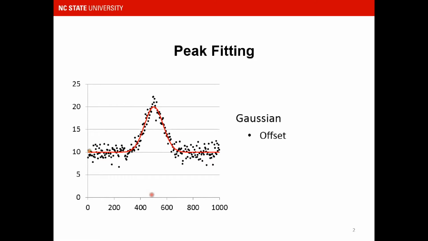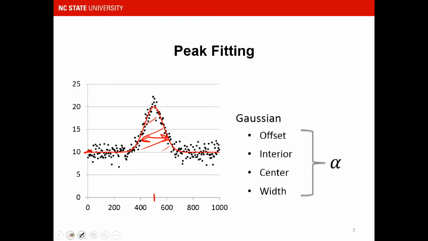The offset is where the curve intersects the y-axis. The interior is the area underneath the curve. The center is the centermost point of the curve, and the width controls the width of the peak. For brevity, we'll refer to these modeled parameters collectively as alpha.